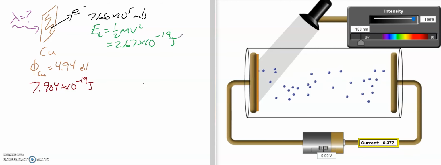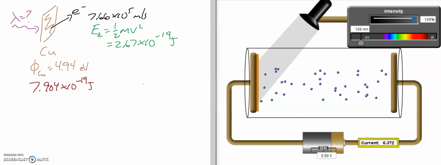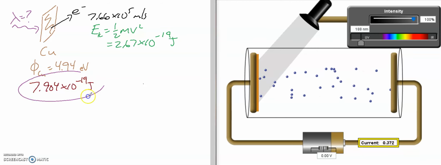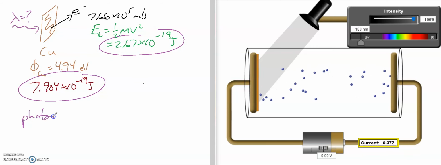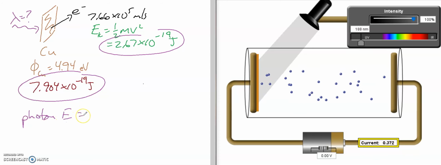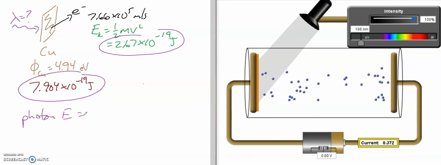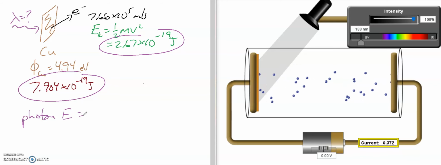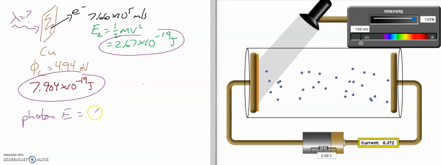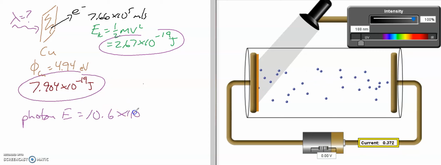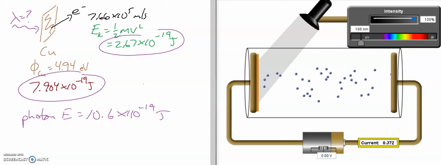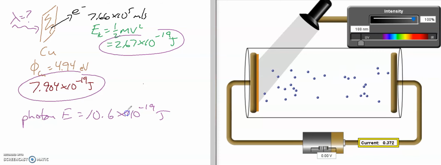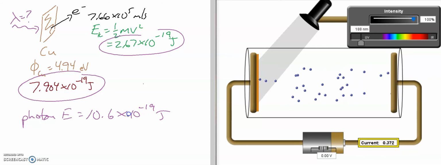Of course, both these energies came from the photon to begin with. So to find the energy of my photon, I just have to take those two and put them together. So my photon energy must be the combination of the two. So I'll take my kinetic energy and add my work function energy, and we're looking at around, we'll round off a little bit, around 10.6 times 10 to the negative 19 joules. Got a little extra one in there. Oops. Get rid of that one. There you go, that's better.